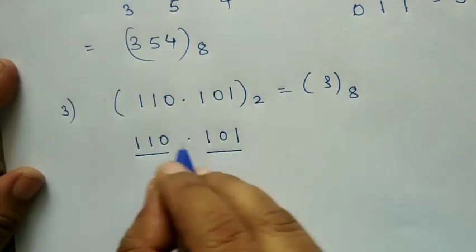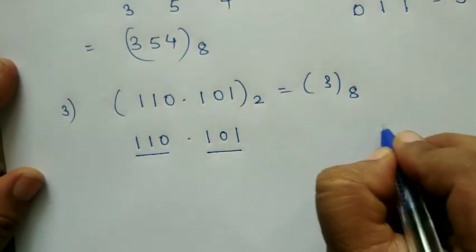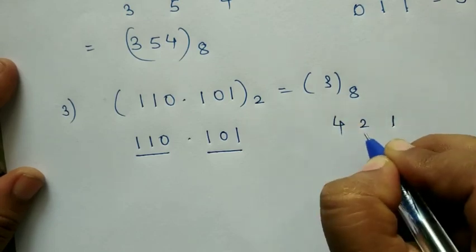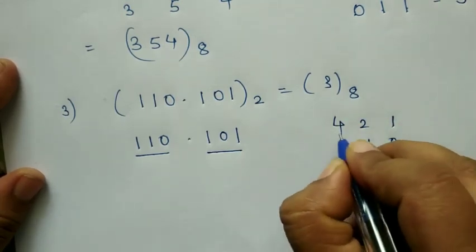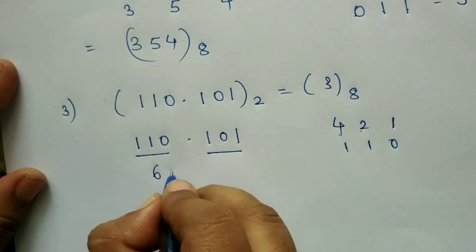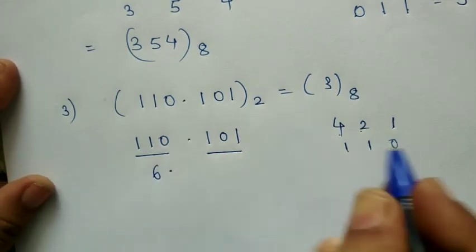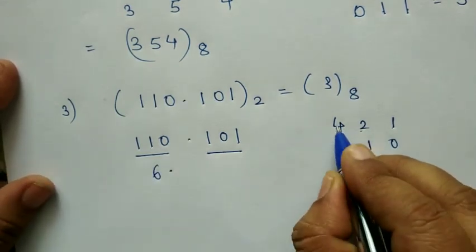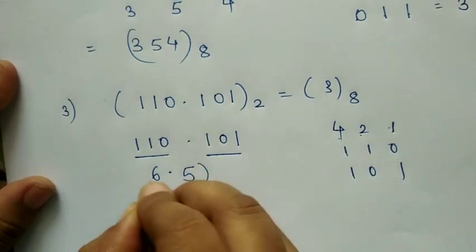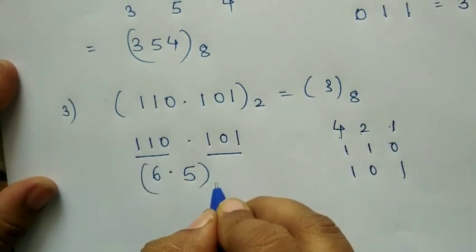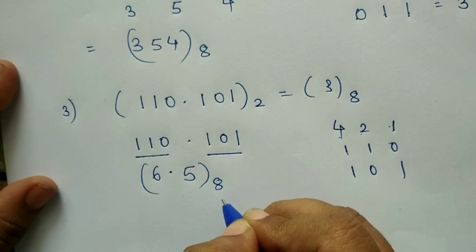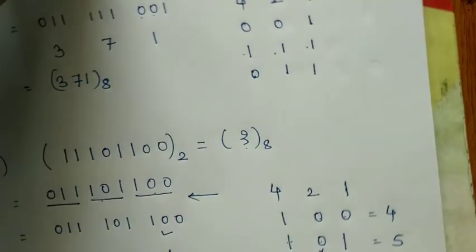Now again use the same formula 1, 2, 4. So 1, 1, 0 means 4 plus 2, that is 6. The fractional part as it is, 1, 0, 1, that is 4 plus 1, which is 5. So the answer is 6.5 to the base 8. Okay. Thank you.